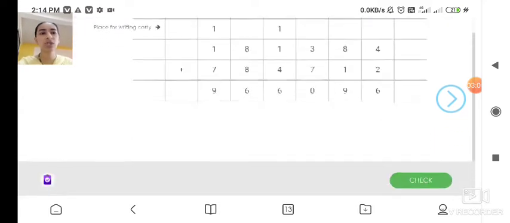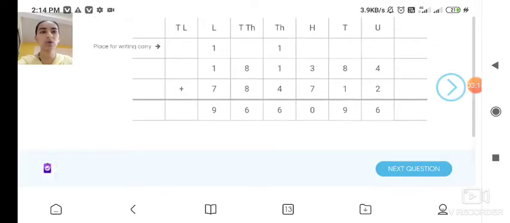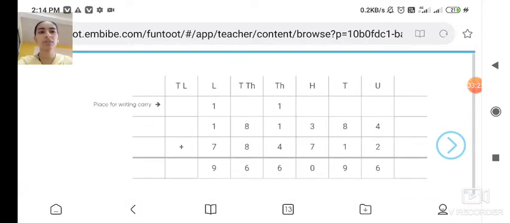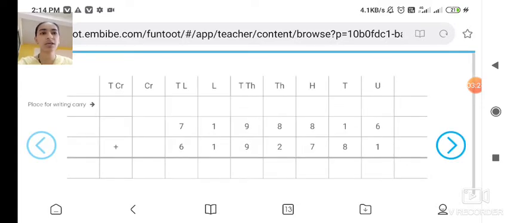If you want to check whether your answer is correct or not, see here, the green color button is there. You have to click there, that means check. If your answer is correct, it shows that your answer is correct, that means there is no correction. After that you can see the next question. Okay, see, the next question is there.